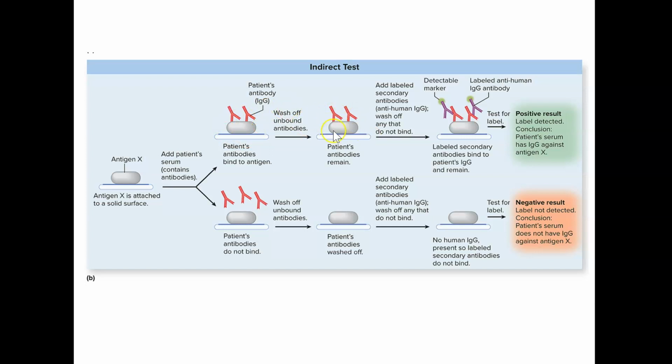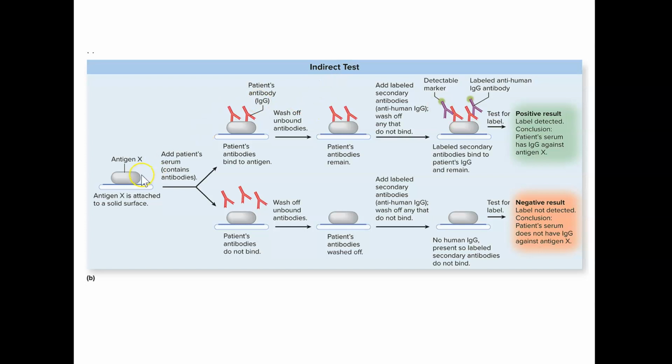We wash off any antibodies that aren't stuck to the antigen. And now we're going to add an antibody that recognizes patient antibody. And notice that that second antibody has a marker on it. And in this case, let's just say it fluoresces green. So if it's green at the end, we know that we have antibodies that are recognizing, in this case, HIV. This is a positive result. We know that this patient has IgG, in this case, against HIV. This patient is HIV positive.